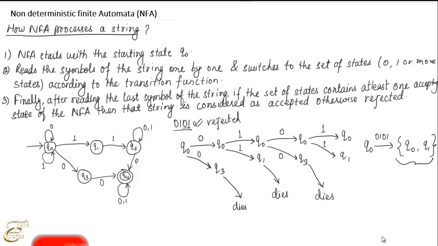This is the informal way of determining whether a particular string is accepted or rejected by the NFA. Formally, we can determine this by using the extended transition function of NFA, which we will study in the next topic. Extended transition function of NFA.